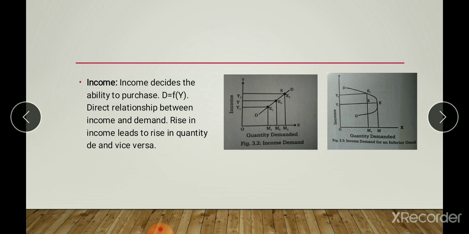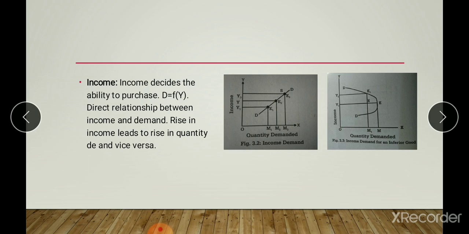And next move on to the income. Income is the most influential factor determining the demand. Income decides the ability to purchase. As I already said, income decides the ability of the purchase by the consumer. So D is equal to function of Y. Here D is the dependent factor and Y is the independent factor. There is a direct relationship between income and the demand. That means a positive relationship between income and demand.